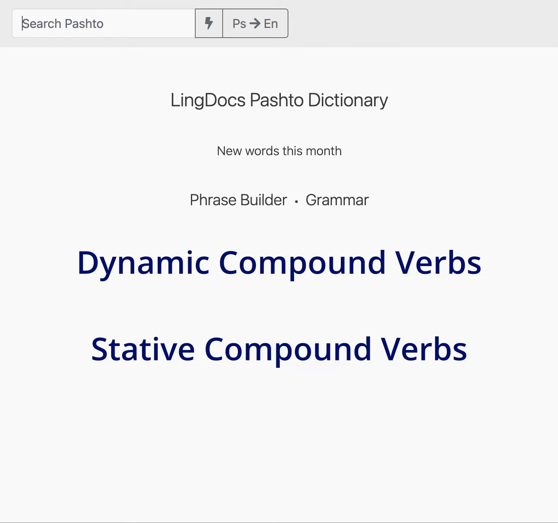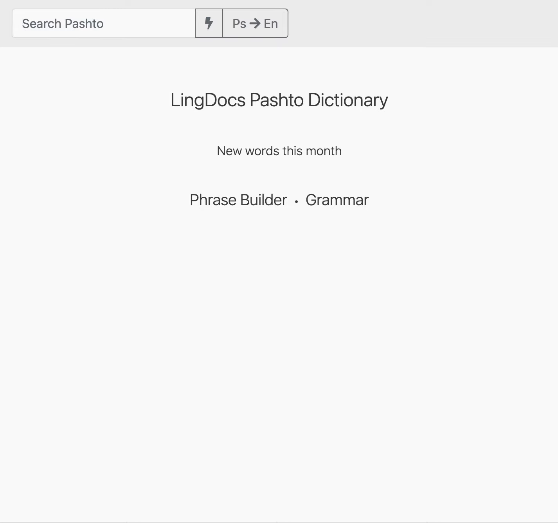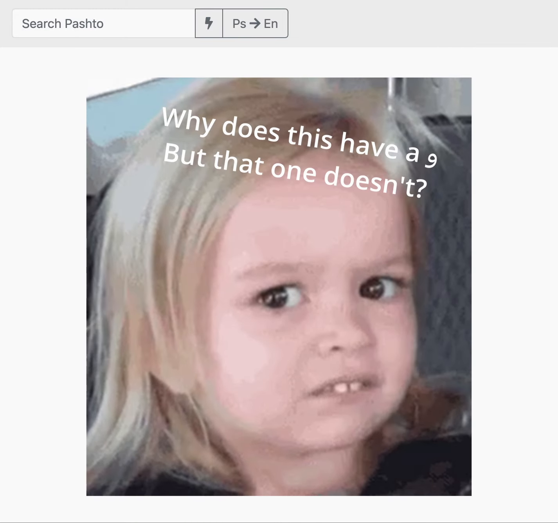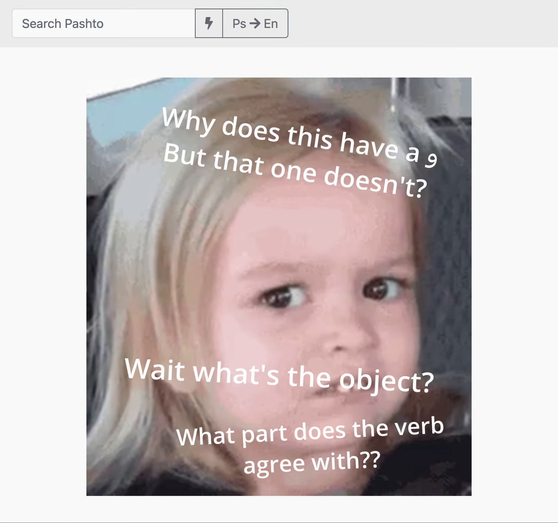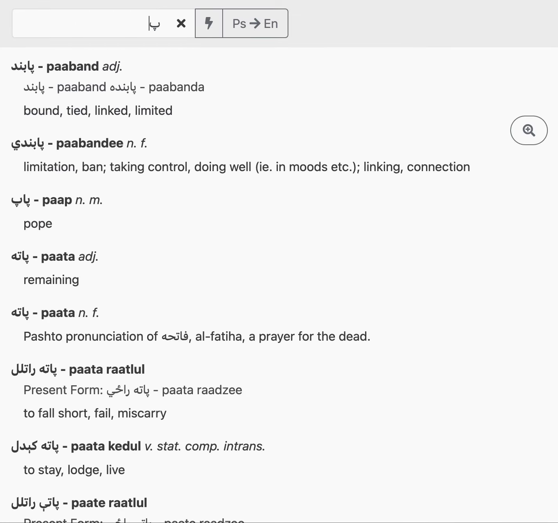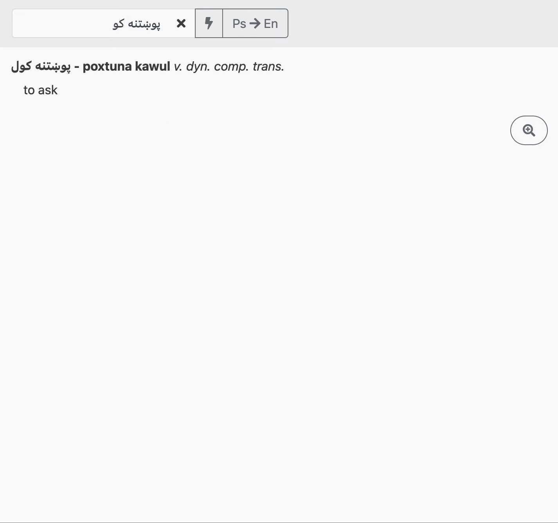And if we understand that these are two different types, then it hopefully will clear up a lot of confusion about how compound verbs work and why they do different things in different sentences. So today let's look at dynamic compound verbs. So you'll run into these if you look for a word like to ask. Here's a verb, it's a dynamic compound, and it's transitive.